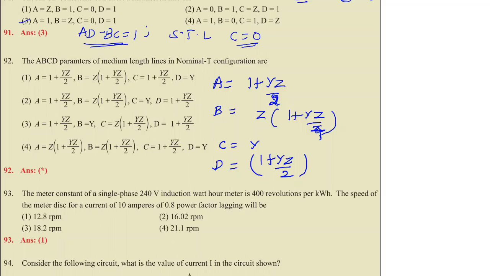Now among the given options, no option matches this answer, so we will get an extra guess mark for this question. So A value is 1 plus YZ by 2, B is equal to Z into 1 plus YZ by 4, C is Y, and D is equal to 1 plus YZ by 2.